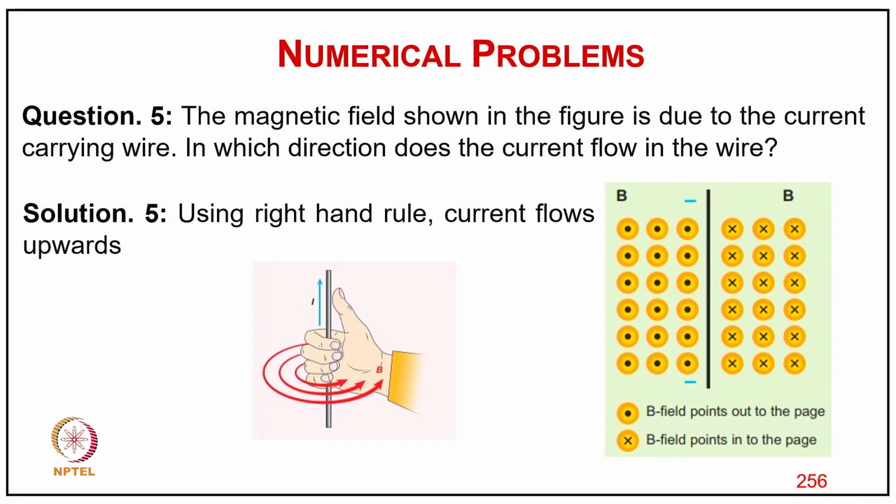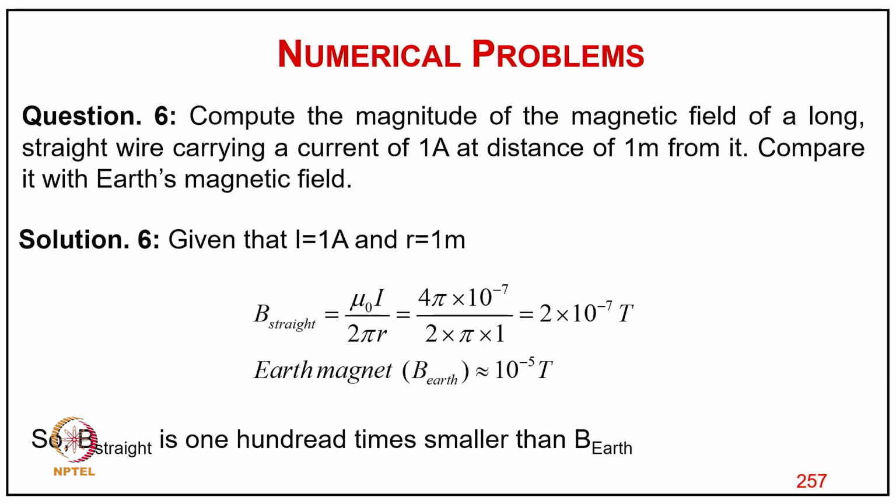Question 5 is, the magnetic field shown in the figure is due to the current carrying wire in the direction that the current flows. So using the right hand rule, the current flows in upward direction.